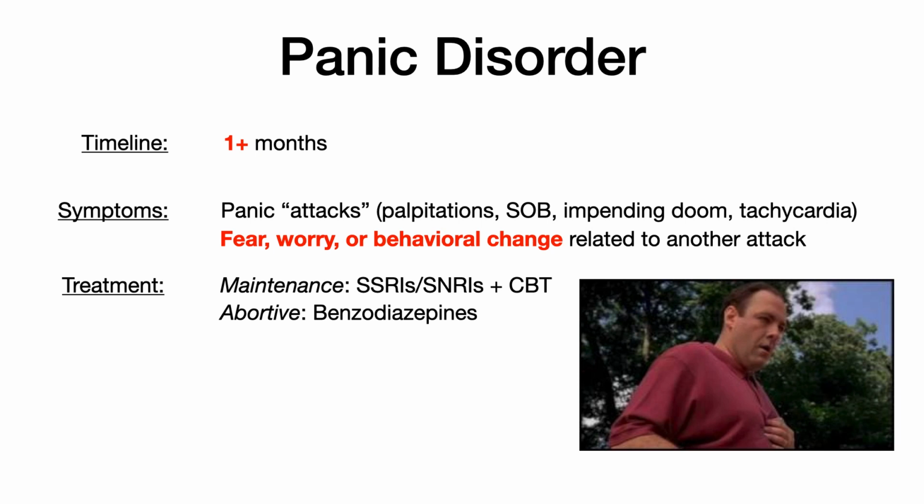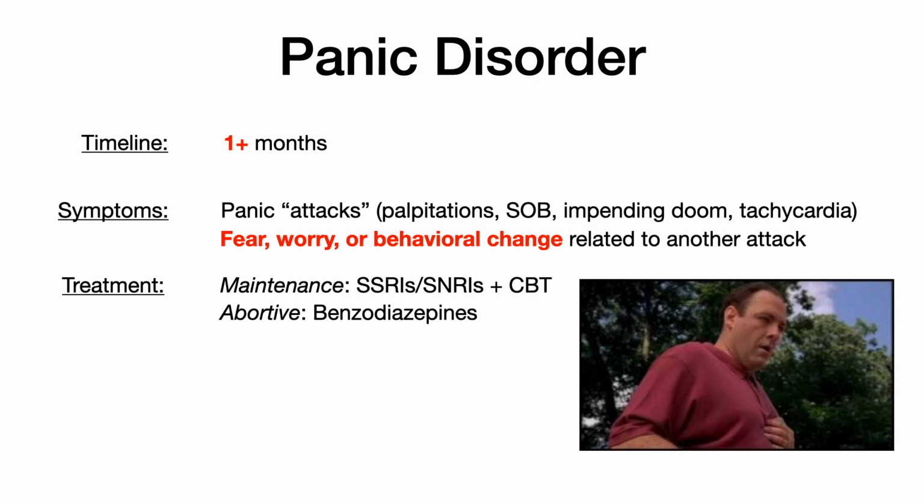So, for example, patients might not want to take public transportation because they don't want to have a panic attack on the bus or on the train, and that's panic disorder. Now, as far as treatment goes, there's 2 options here. One is maintenance treatment, right? This is like the long-term treatment. This is what you would put the patient on to hope that you would be curing or treating the panic disorder, and that would be either SSRIs or SNRIs plus therapy.